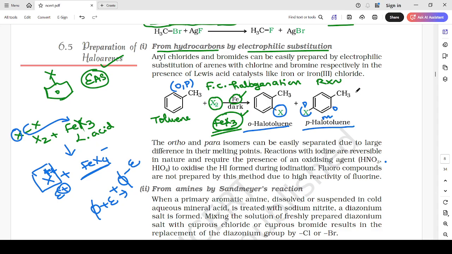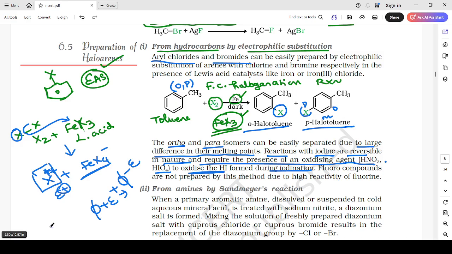Okay. So you can easily perform this reaction to synthesize aryl chlorides and bromides. You will be able to separate these isomers due to their large difference in melting points. Their melting point difference is too high here, so I can easily separate them. Reactions with iodine are reversible in nature, very important, and require the presence of an oxidizing agent, HNO3 or periodic acid, to oxidize the HI formed during iodination.